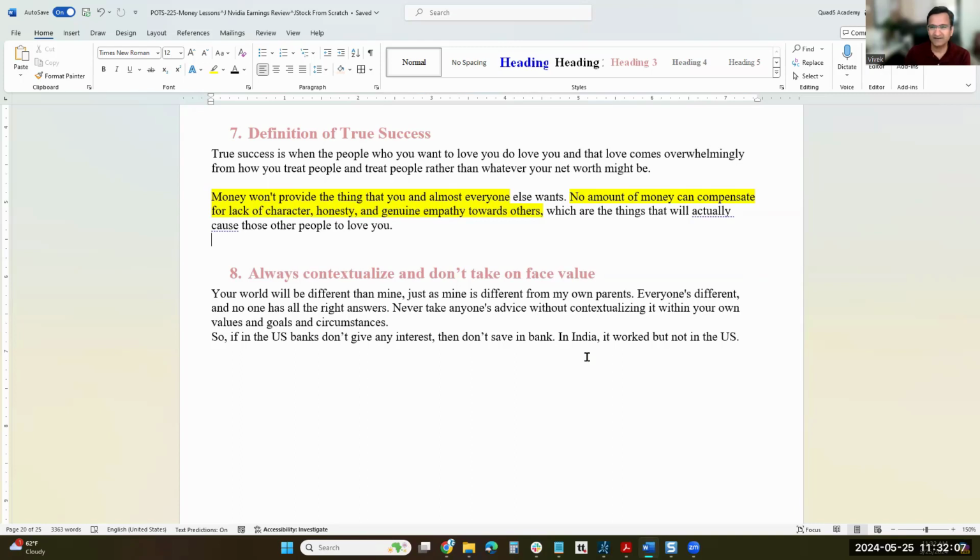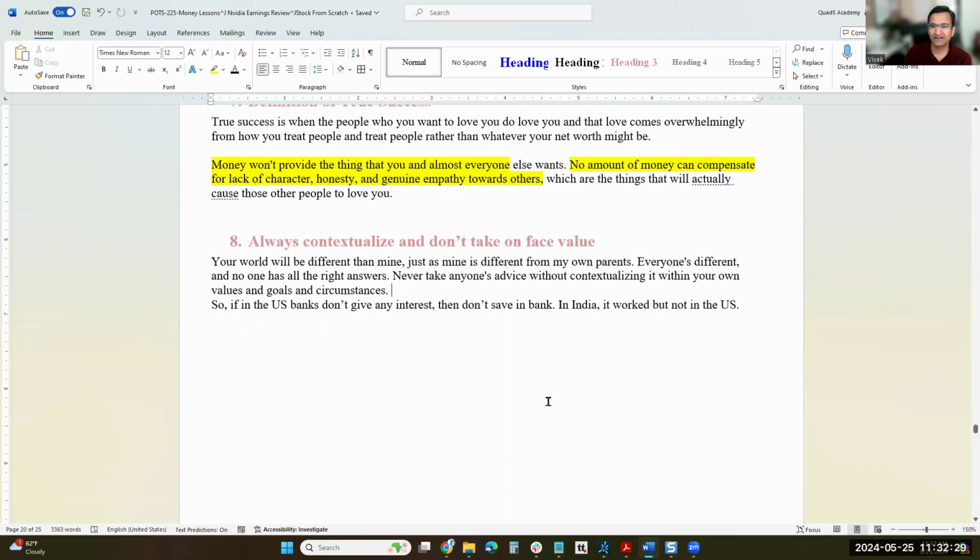On the personal side, if my goal is to save for my kids' college in the next 2 years and I invest in the stock market, that's a huge mismatch. So contextualize this based on what your needs are.